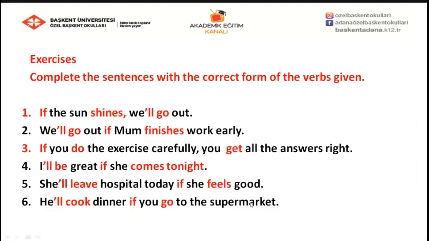Can we say for the first question, if the sun shines, we will go out. We will go out if mom finishes work early. If you do the exercise carefully, you will get all the answers right. I will be great if she comes tonight. She will leave hospital today if she feels good. He will cook dinner if we go to the supermarket. So we have completed these sentences with the correct form of the verbs given.